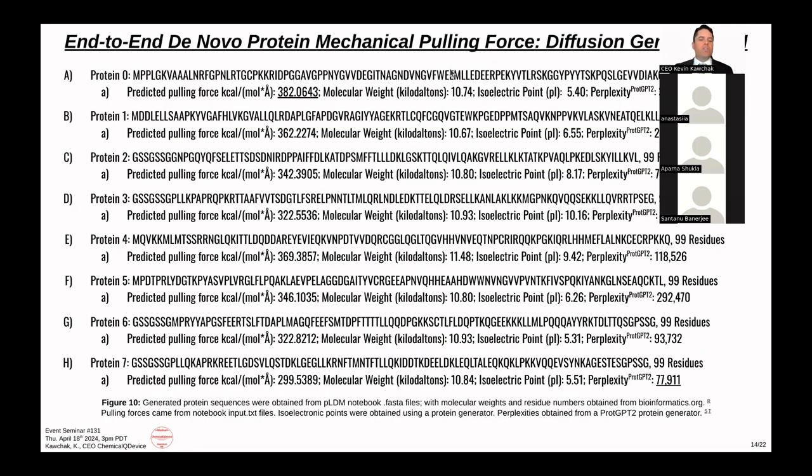So this is the actual sequences of them generated. If you run this model, 0, 1, 2, up to 8, you set the slider to 8. And again, this specific protein generated is trying to match the force curve, as I mentioned before. And then this predicted pulling force is what it was going for.